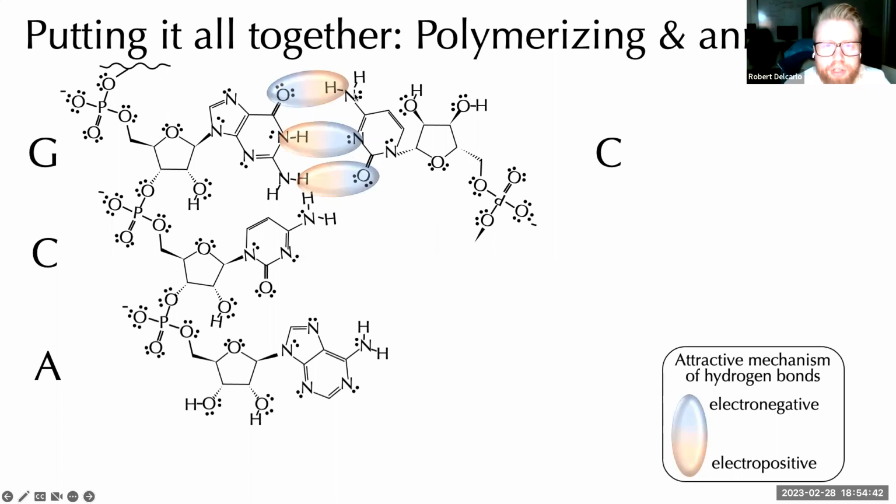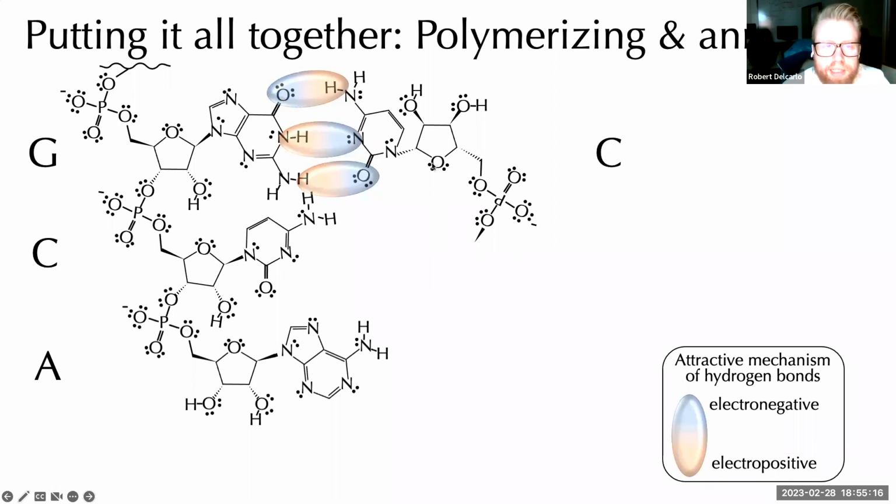You can see this nitrogen group is sucking all the electrons away from this hydrogen, which makes it electropositive, and you've got all these electron densities around the double bonded oxygen here. Those two partial charges, partial negative and partial positive, form an attraction. Cytidine and guanosine are attracted to each other in this way.